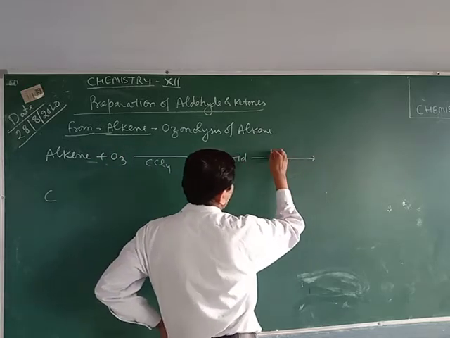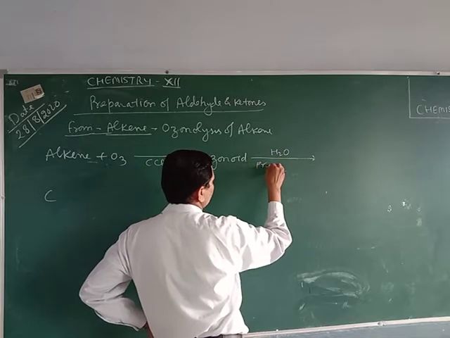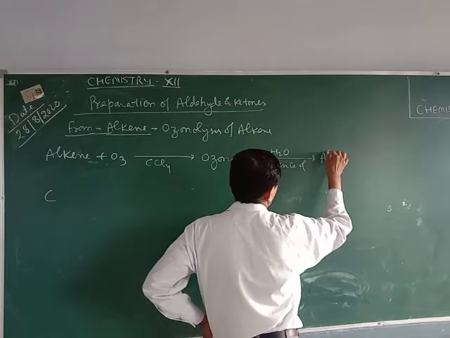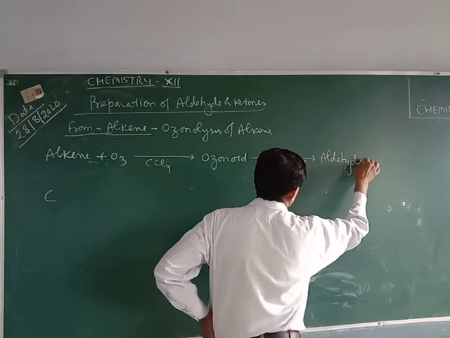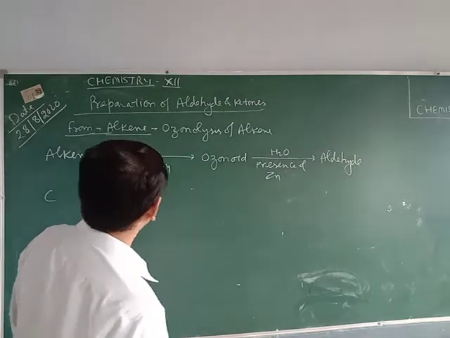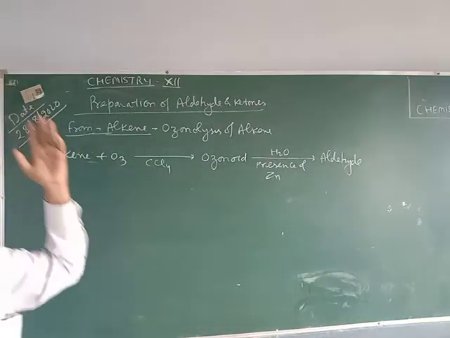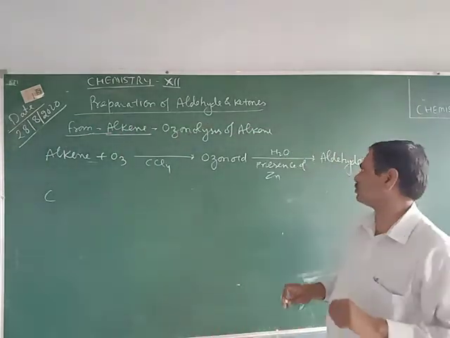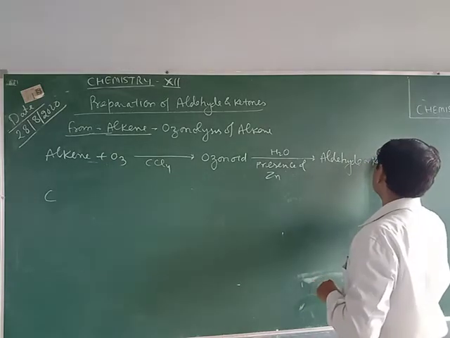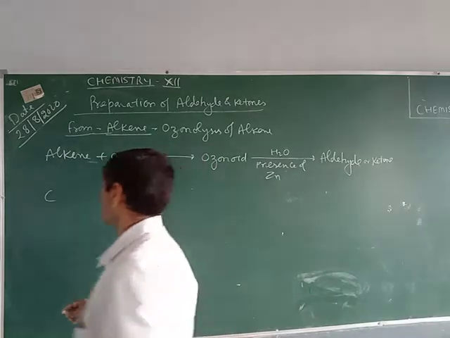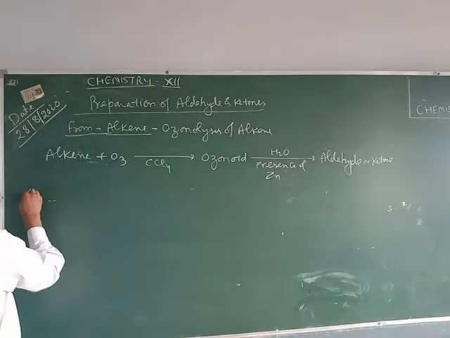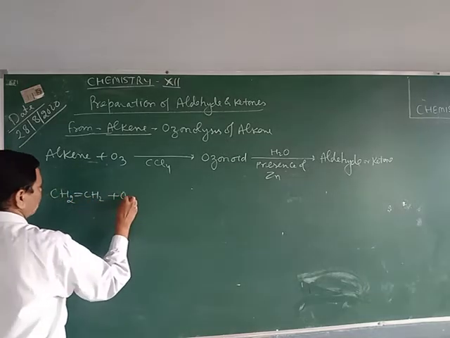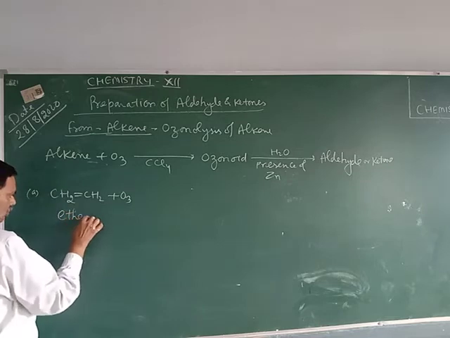Now it undergoes hydrolysis in the presence of zinc to form aldehyde or ketone. It depends on the nature of the alkene, whether there is a side chain present at the alkene or not. For example, if we take first the ethene, CH2 double bond CH2, it reacts with ozone.